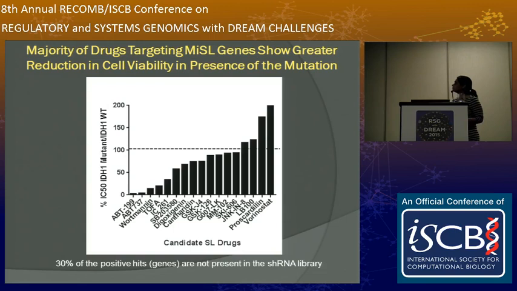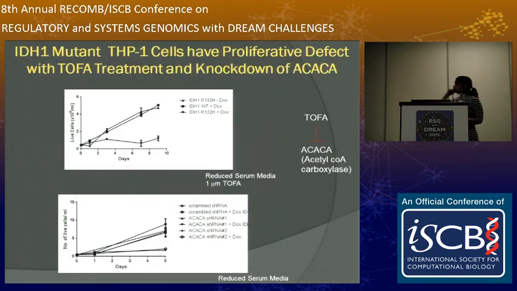Ideally, you want to be towards the lower left corner over here. Again, reassuringly, we find ABT199, which actually inhibits the BCL2 family members, suggesting that this assay is working. And what popped up as an interesting novel drug is TOFA, which is a very specific inhibitor of one of the MiSL candidates that we had. So we are following that up with more experimental work over here.